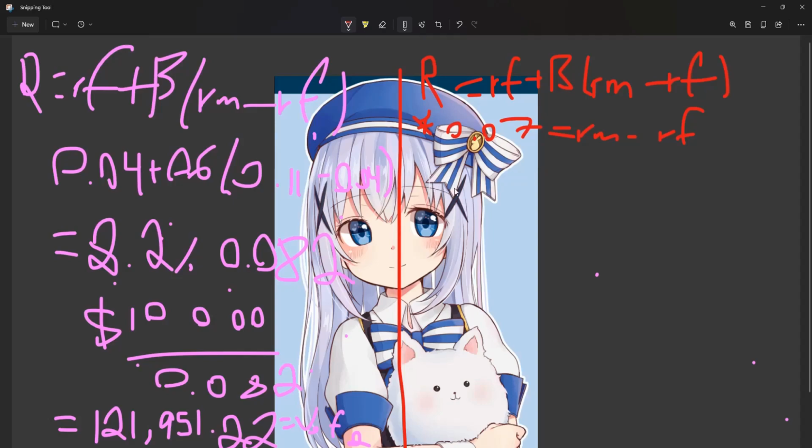For the company Caterpillar, it's going to be 0.04 plus 1.63 multiplied by 0.07, and this should give us 0.1541, which is equal to 15.41%.